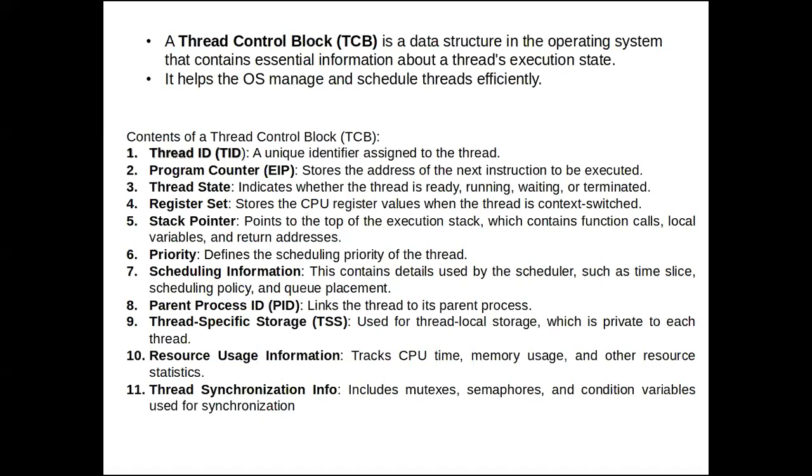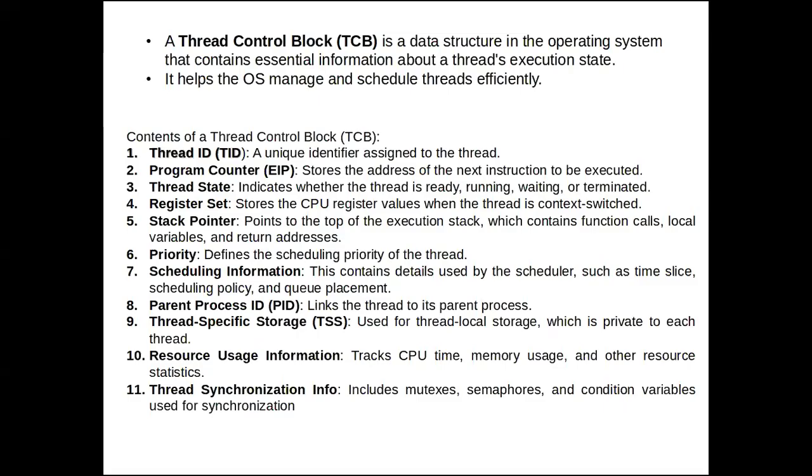A thread control block is a data structure in the operating system, which contains essential information about a thread's execution state. Now, why is it important? It is important because it keeps track of each thread. It knows its current state and schedules it properly. The TCB helps the OS to manage and schedule threads efficiently.